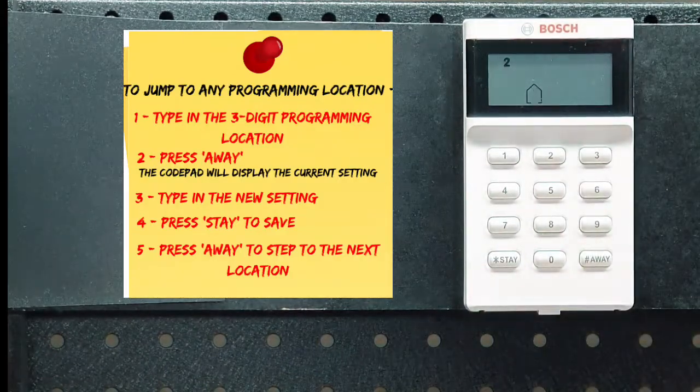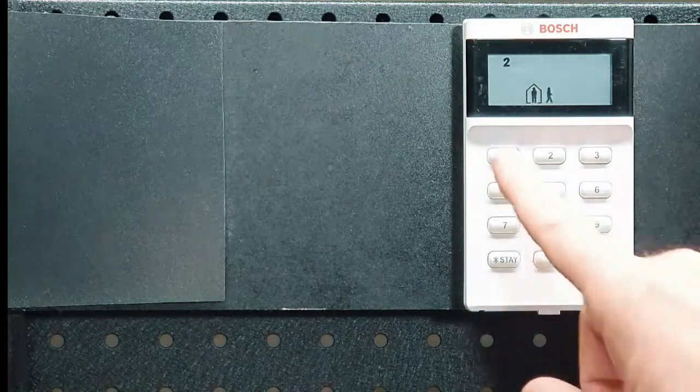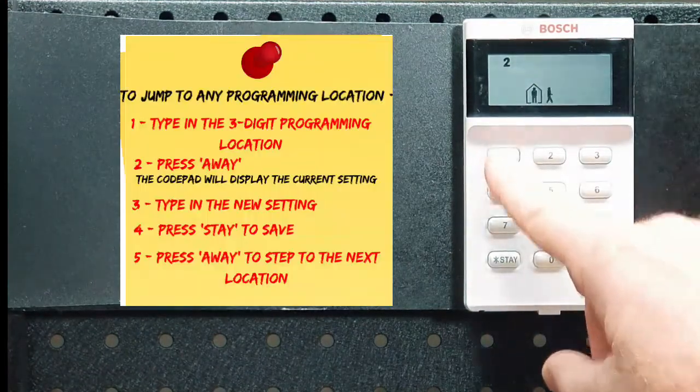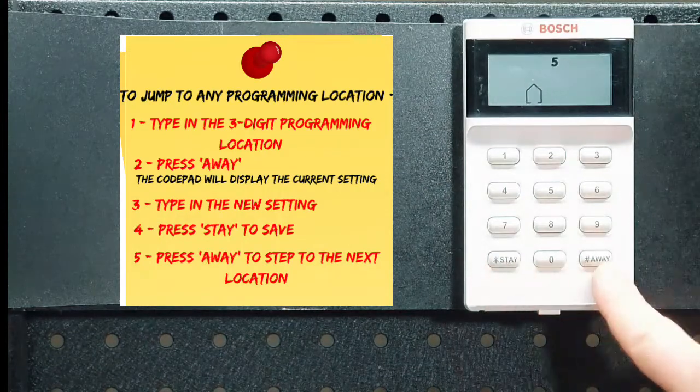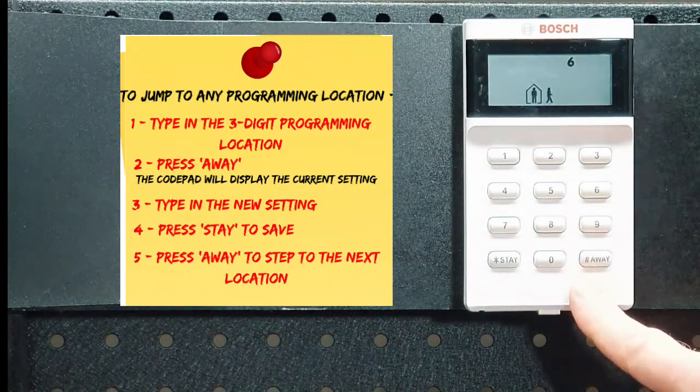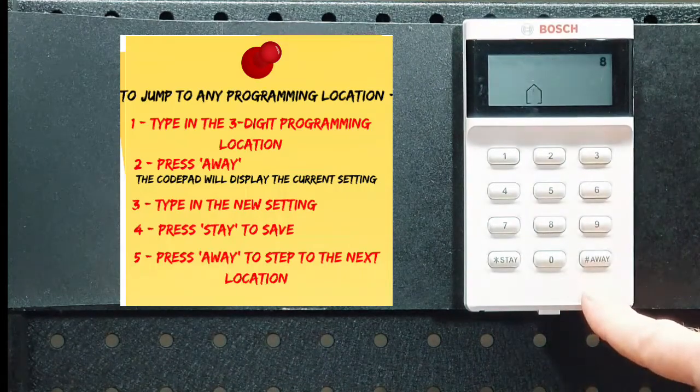Now I want to go back and check that I changed the code. So I'll jump back to 181 and press away. I've jumped to 181. The first digit is a 5. I'm going to step through again to display them. The second digit is a 6. The third digit is a 7. The fourth digit is an 8.